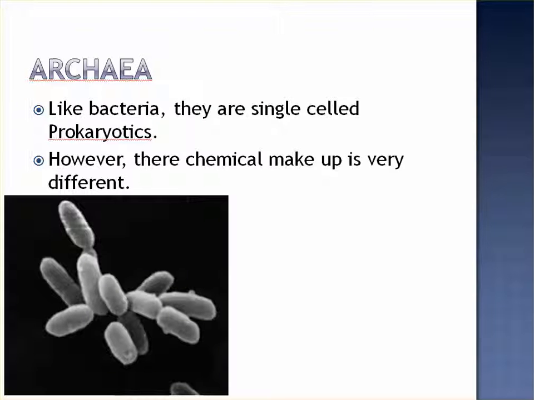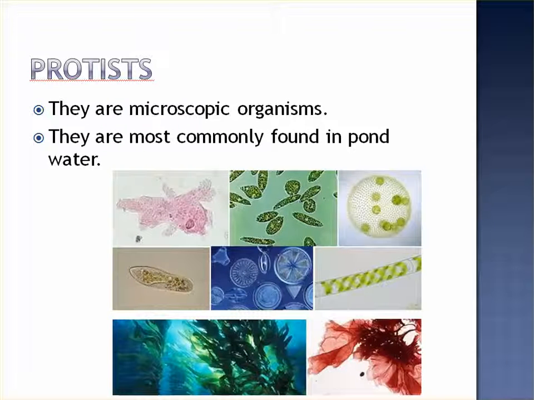Now we have the Protist kingdom. Very small microscopic organisms, most commonly found in water, in pond water to be exact, because of all the different substances that you can find within pond water.